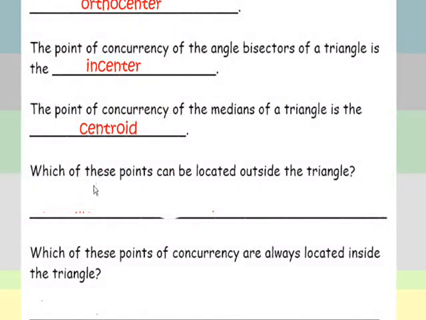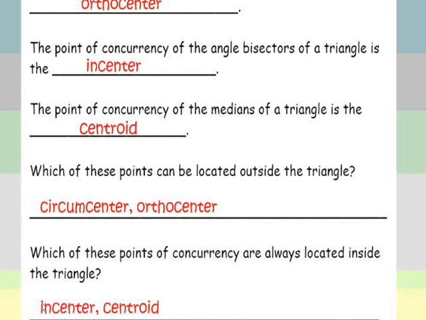Okay, so which of these points can be located outside the triangle? The two are the circumcenter and the orthocenter, which means that the incenter and the centroid must always be located inside the triangle. That's also good information to keep in mind.